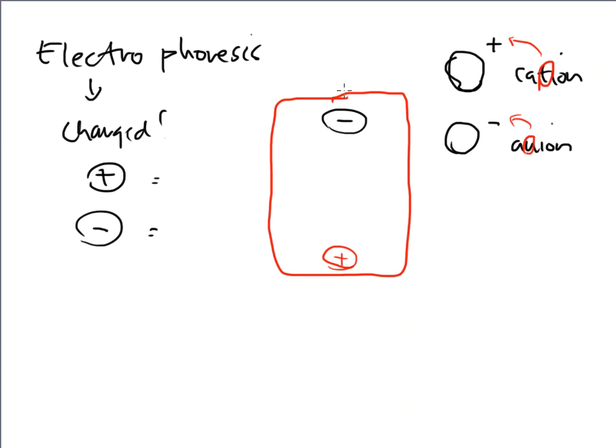I don't know what it does. I'm getting ready to tell you. All right, so we've got this chamber, and this chamber has two charges, a negative area and a positive area.